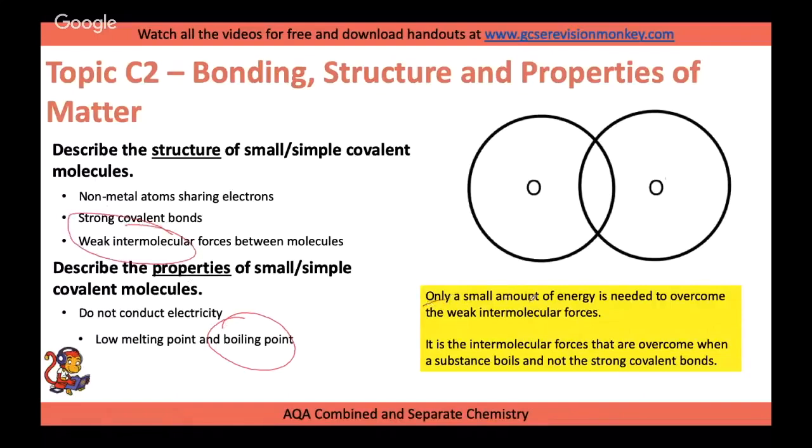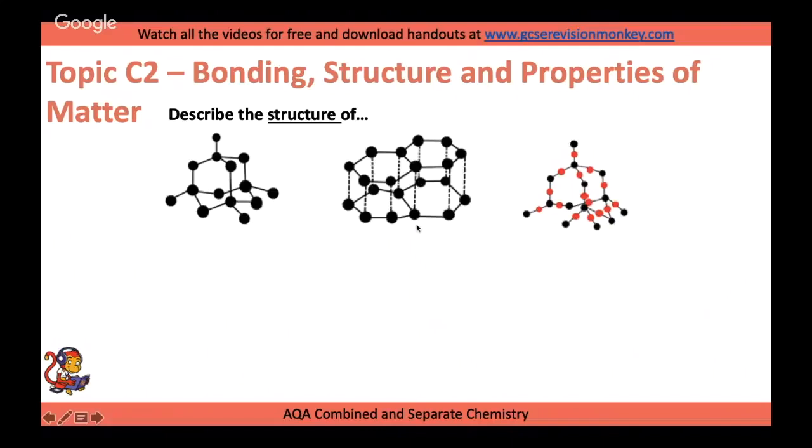So only a small amount of energy is needed to overcome the weak intermolecular forces. And it's these forces that are overcome when a substance boils, and not the covalent bonds. So what it means is it's the forces between the molecules that break up, these ones here, rather than the atoms themselves splitting apart. So a bit on giant covalent then.